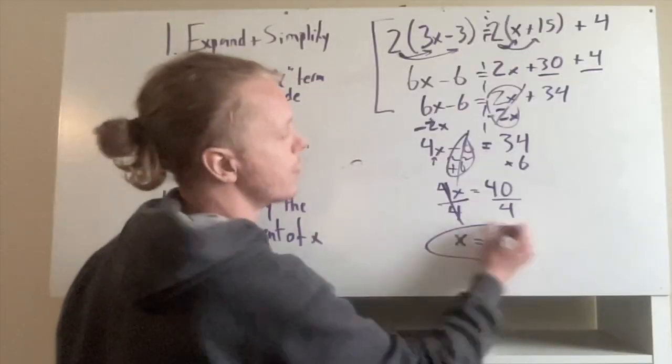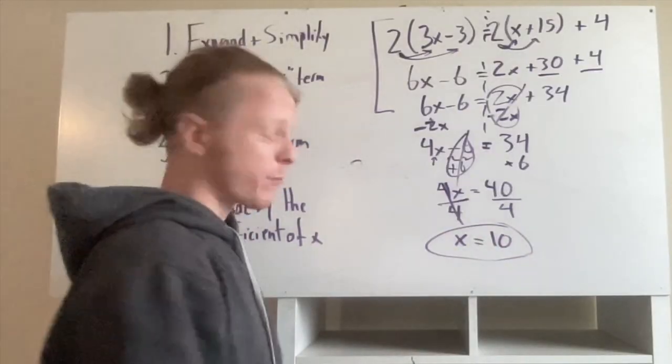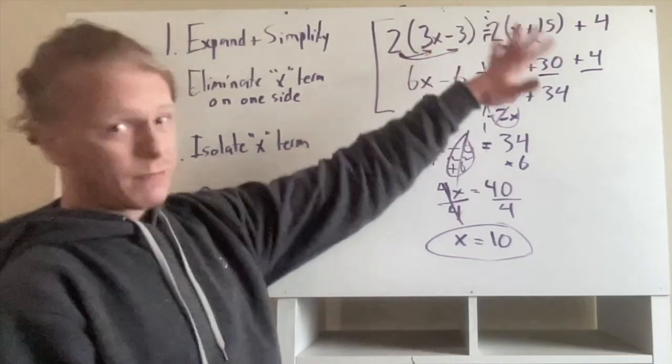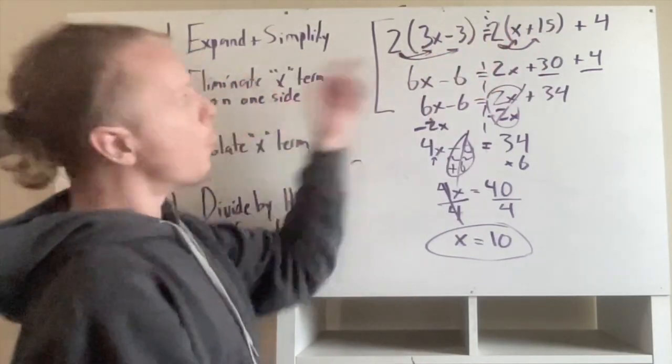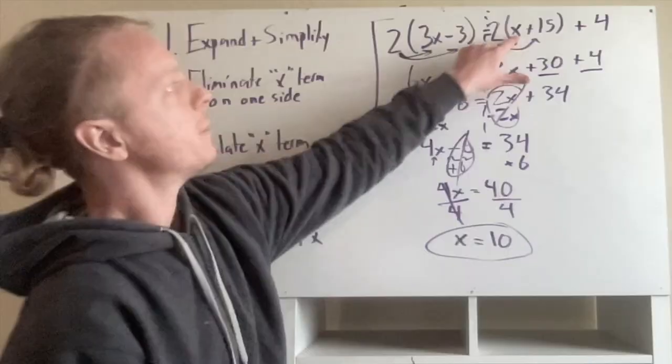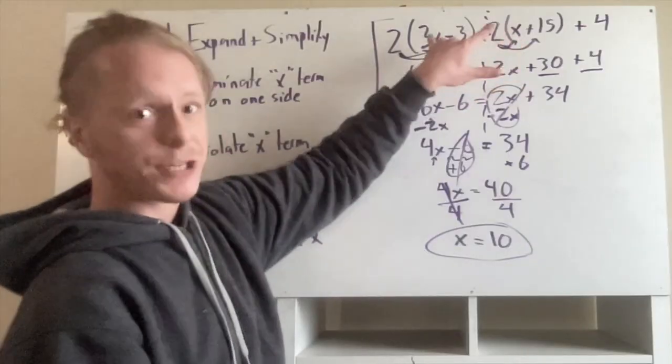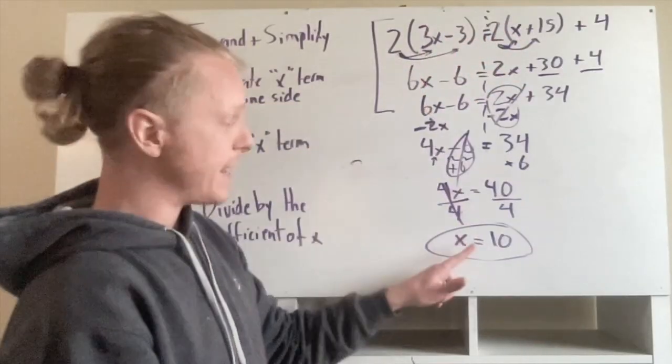So x equals 10. As a reminder, what were we even doing this whole time? We were trying to figure out what number can I put here in place of x to make this equation true. And there's only one solution, and that answer is 10.